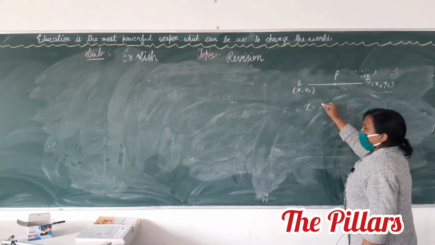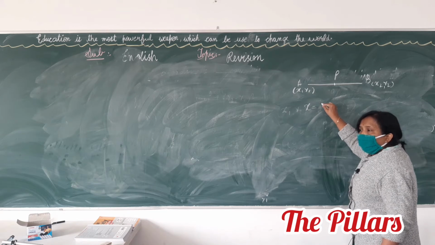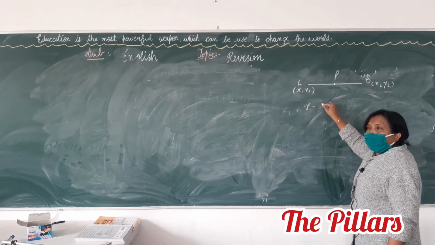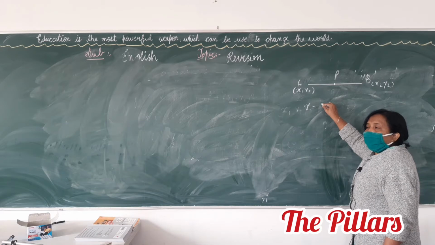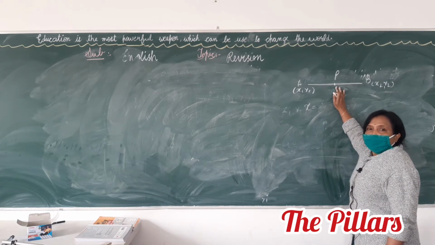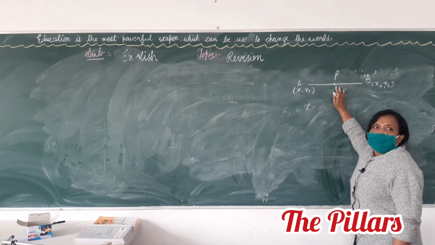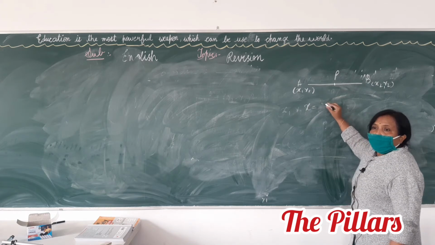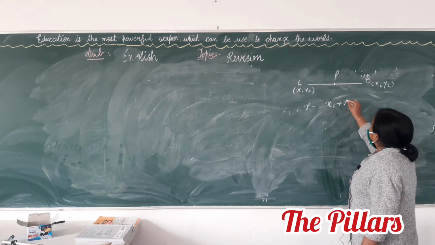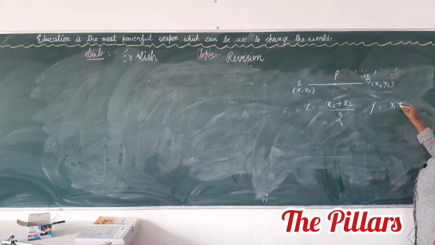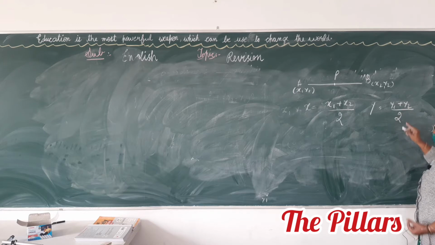Very good. Do you know, Aditi? Coordinates of the midpoint? Harshita? If P is the midpoint, that means what is the value of m? 1. What is the value of n? 1, because it is the same ratio. So 1:1. Then what should be the coordinates of the midpoint? x1 plus x2 by 2, and your ordinate will be y1 plus y2 by 2.